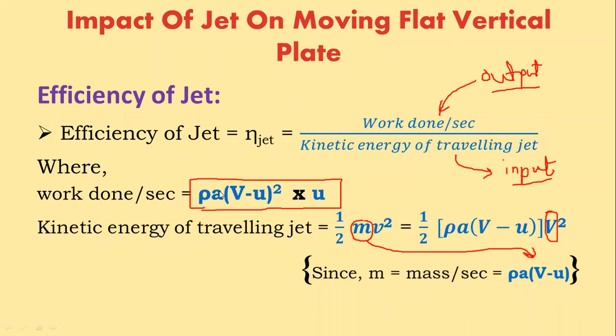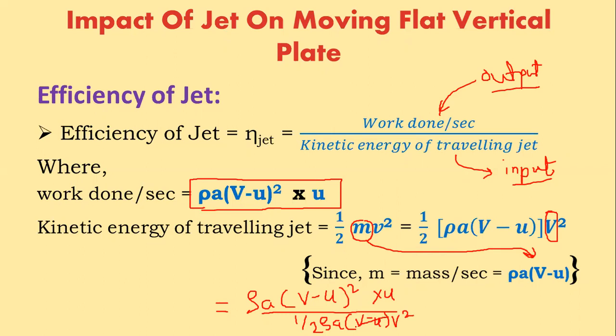So what will be the efficiency? Output upon input. Output is rho a into (v minus u) whole square into u, upon input, which is kinetic energy, half into rho a into (v minus u) into V square.